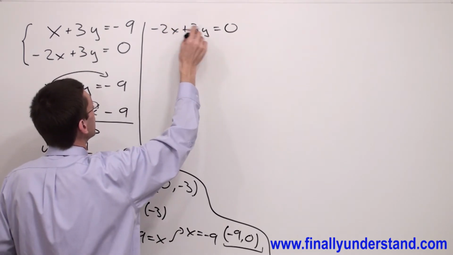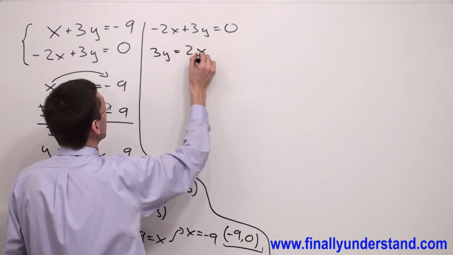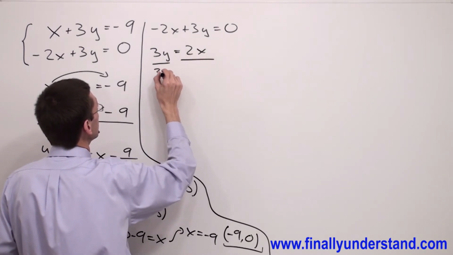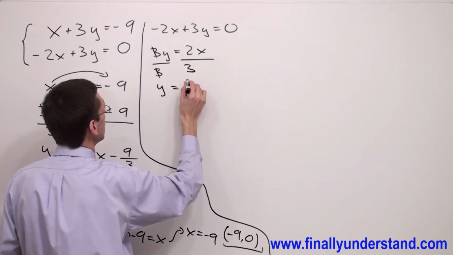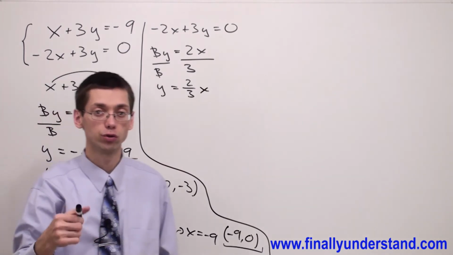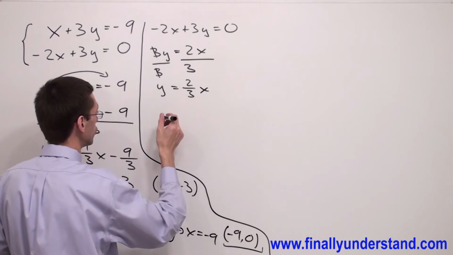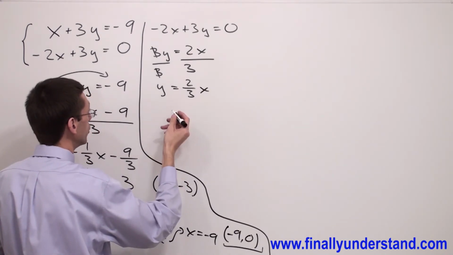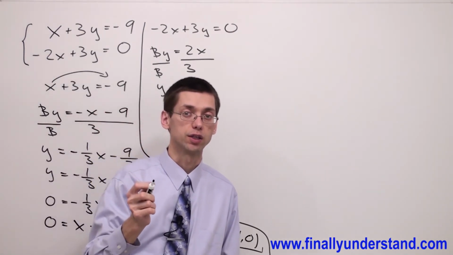So move negative 2x to the right side. So I have 3y is equal to 2x. Divide both sides of the equation by 3. 3 and 3 cancel out, so I have y is equal to 2/3 x. Please notice that we do not have a constant in this equation. So anytime you have no constant, you're supposed to simply find 2 points, without looking at the intercepts.